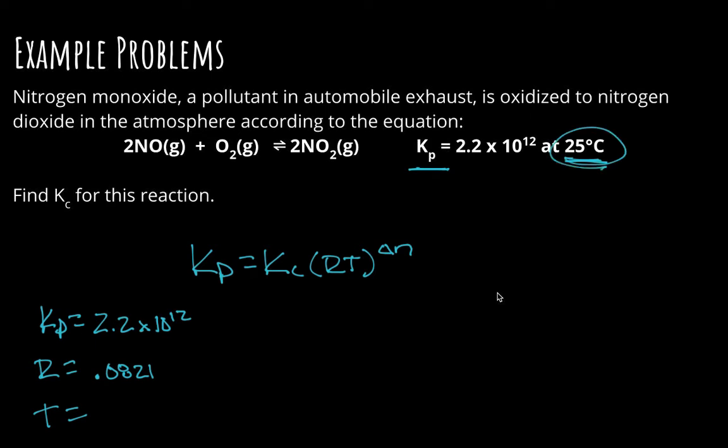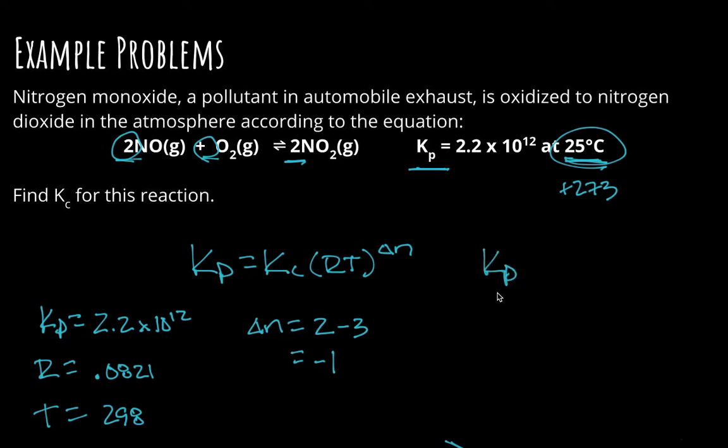They gave me the temperature in Celsius, so I'm going to add 273 to get to Kelvin. My temperature in Kelvin is 298. Then to get my delta N value, I'm going to take moles of product minus total moles of reactant. Moles of product is 2, and for my reactants I have 2 plus 1, so I'm going to take 2 minus 3. My delta N is -1. That negative is really important here. You have to make sure you always do products minus reactants, because the sign of that value is going to make a difference in what this final answer is.